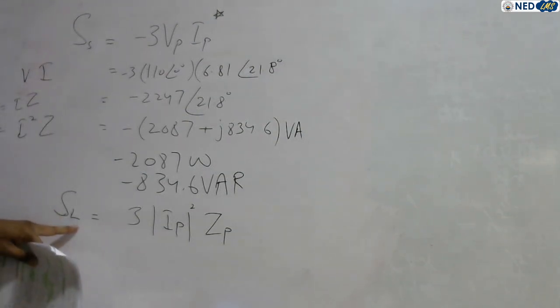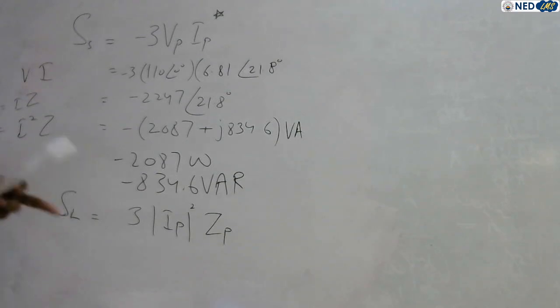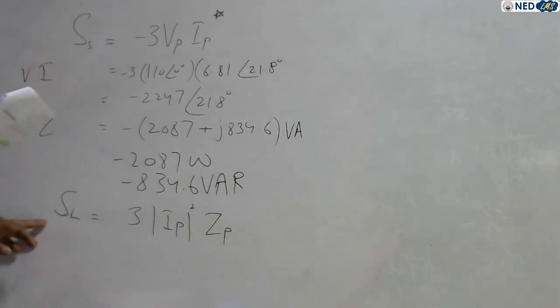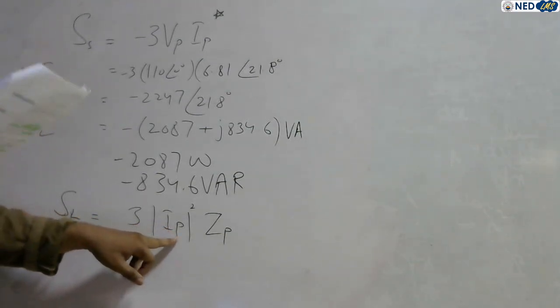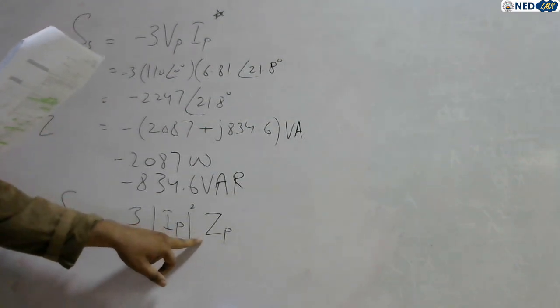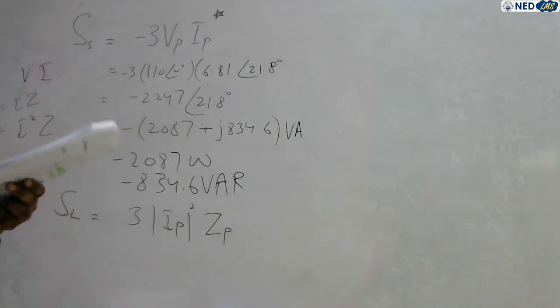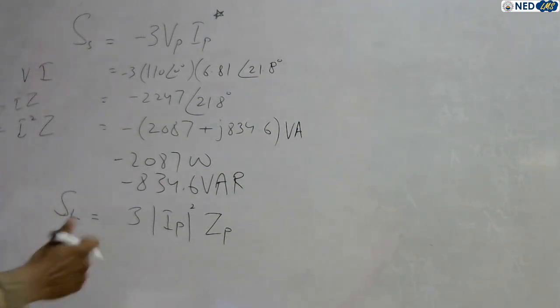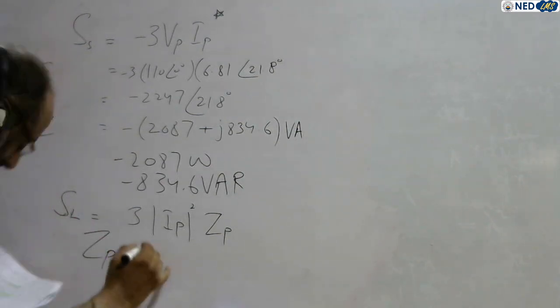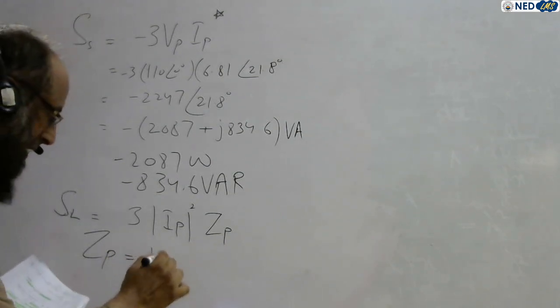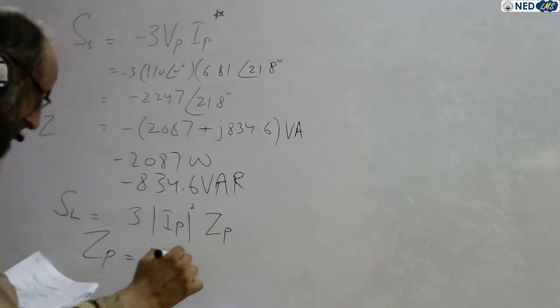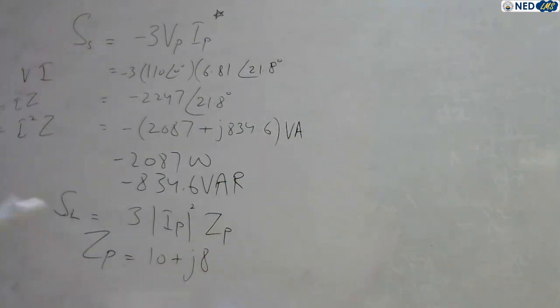So we calculate SL, the power absorbed by the load, as 3 times the phase current squared times the phase impedance. What was the phase impedance? ZP. The phase impedance was already given to us, the phase impedance of the load. Here we consider only the phase impedance of the load, not the line, right?